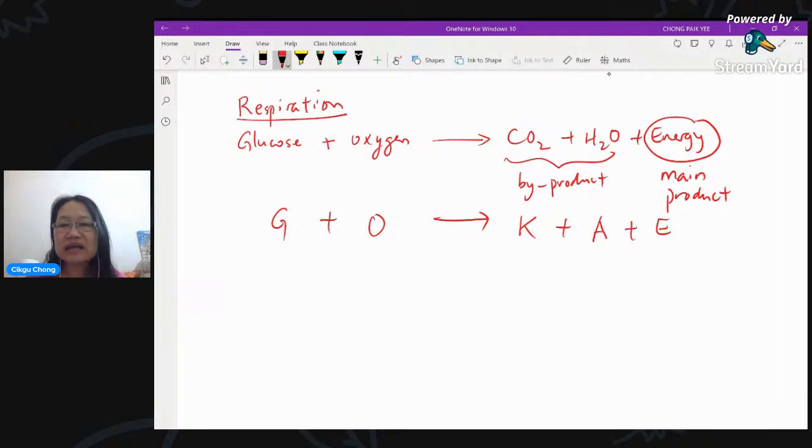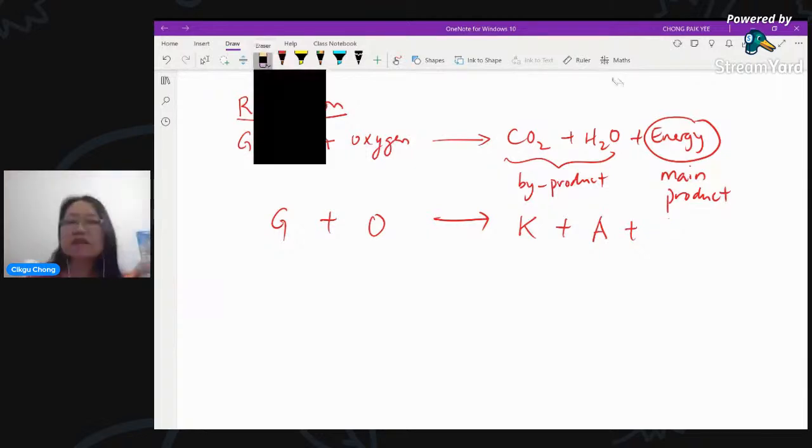Alright, you want to remember E or T, it's up to you. As long as you know how to remember the formula, you can put it as a T. It's easier for you to say it. So this is your respiration equation.